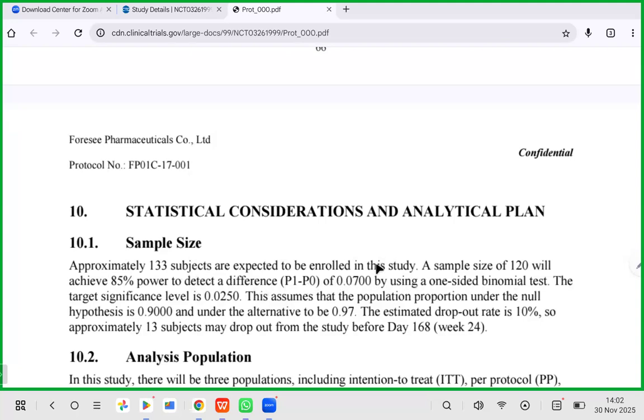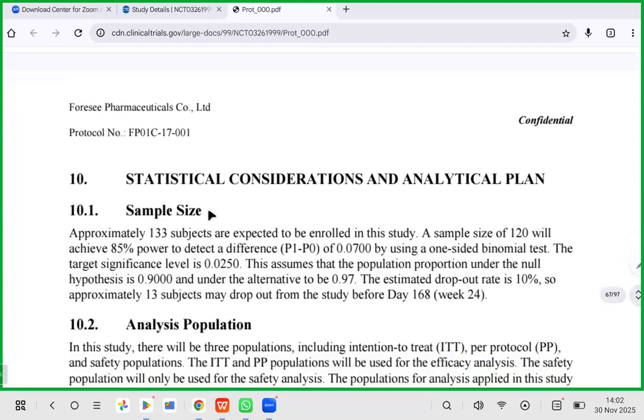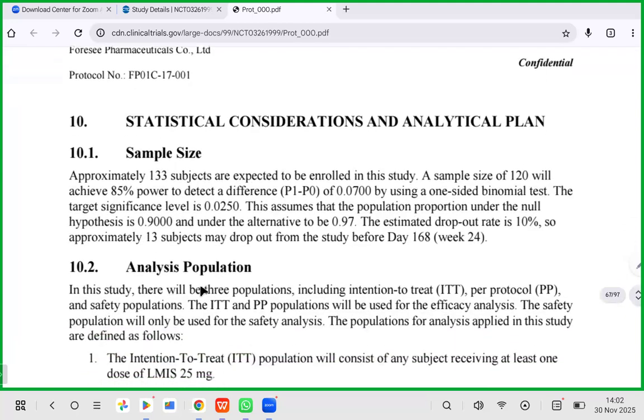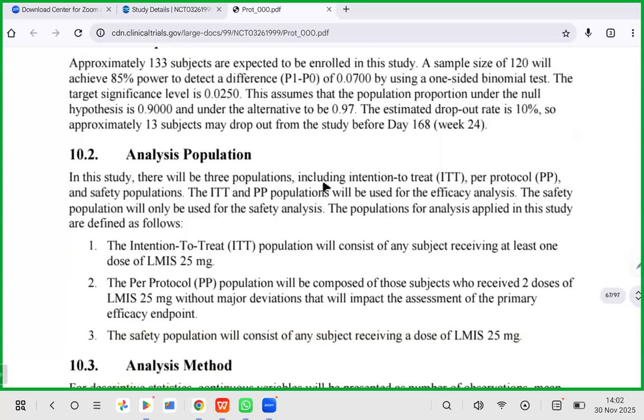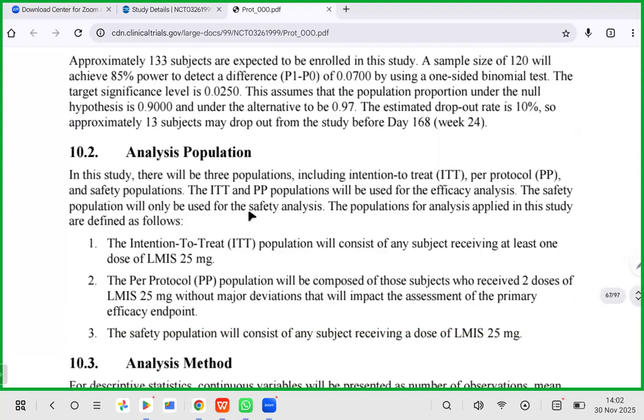Okay, and they will talk about some statistical terms here. If you want to know the sample size of the clinical trial, you can find it in this statistical consideration section. And what is the analysis population? Analysis population means, I have told there will be a primary objective and secondary objective, right? The primary objective of the trial is safety and efficacy. So for analyzing the safety or efficacy, what kind of population will be considered?